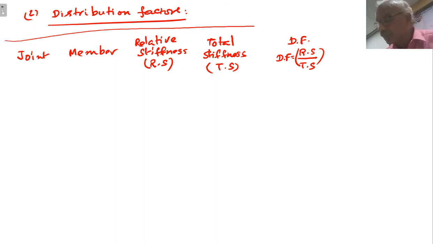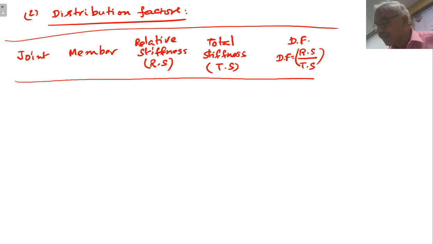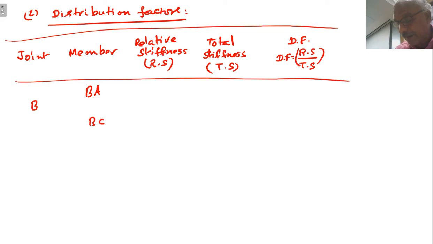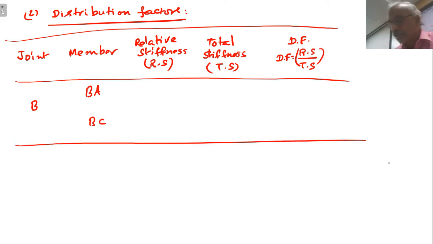So we have just opened out the tabulation. I'll just do it roughly. Say there is only one joint B. There are two members, BA on the left hand side and BC on the right hand side. No more joint carrying more than one member, right? So for BA it is I by L. Here L equals 6 meters, I equals I itself. So it is I by 6.